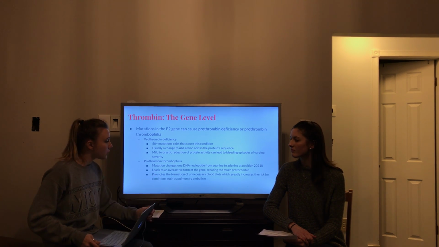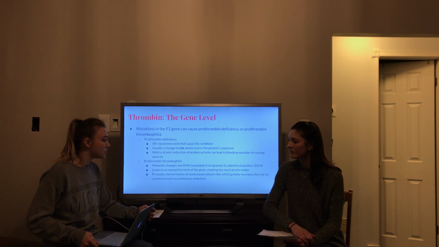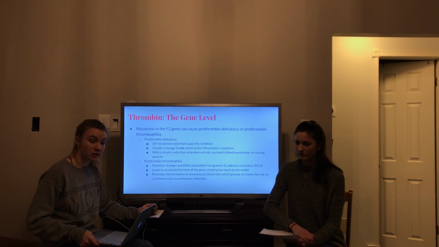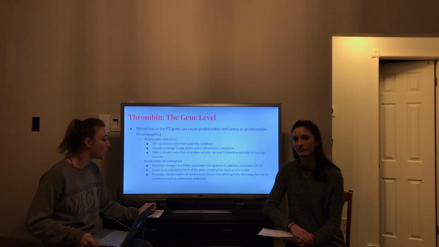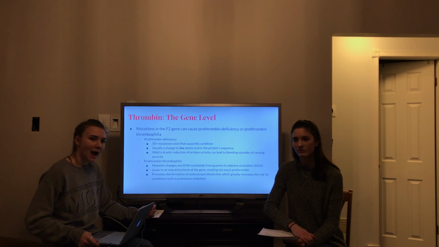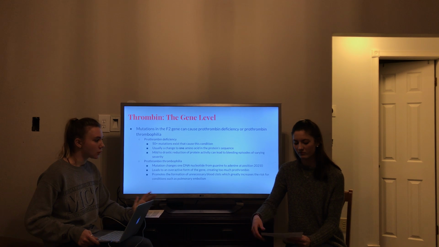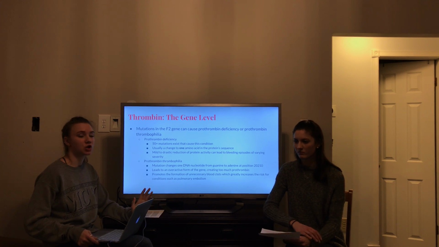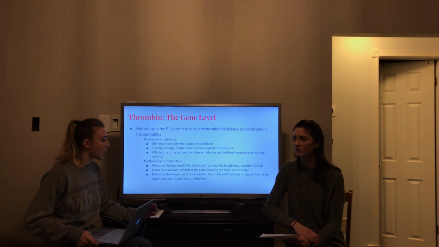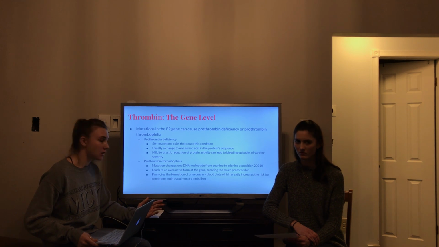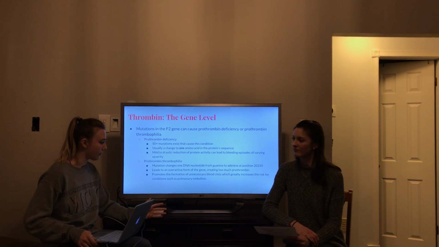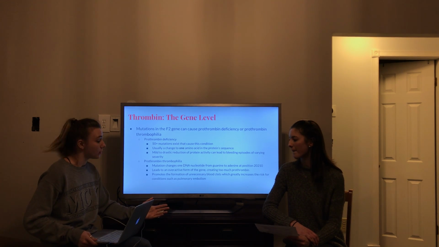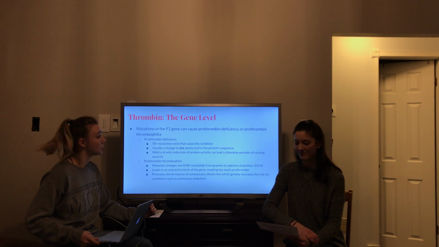On the other side of that, you have thrombophilia, which is a mutation that changes one DNA nucleotide, guanine, to adenine at position 20210. This leads to an overactive form of the F2 gene, and it creates too much prothrombin, which in turn creates excess clotting, so unnecessary clotting, which can cut off oxygen flow to limbs, extremities, organs, tissues, what have you. It can also result in pulmonary embolism, which is not a fun thing to endure.